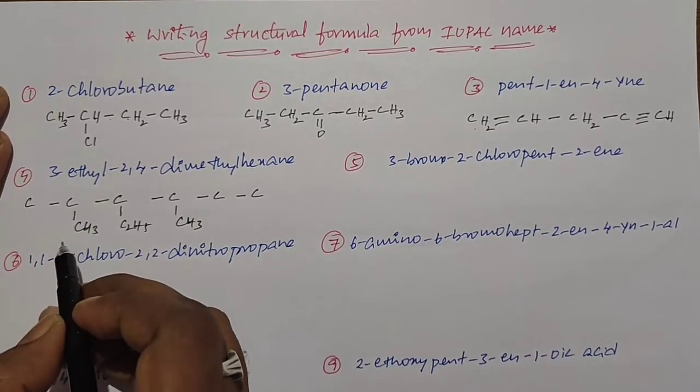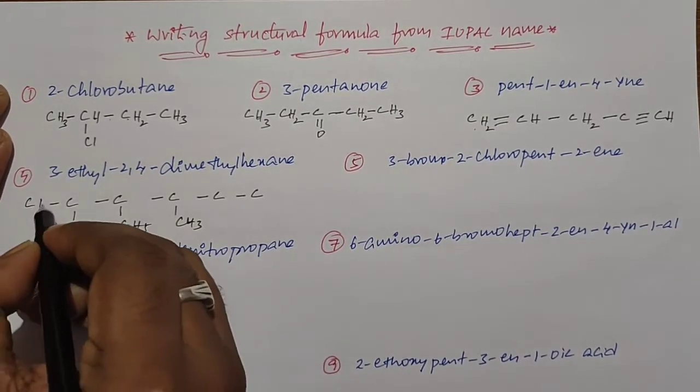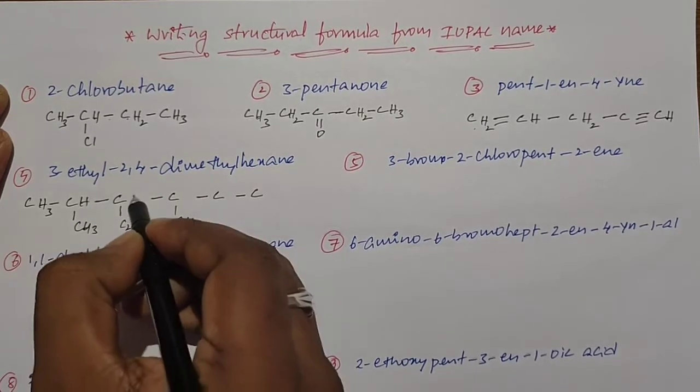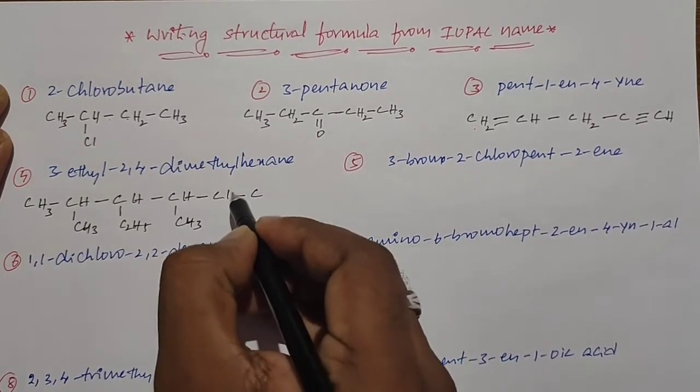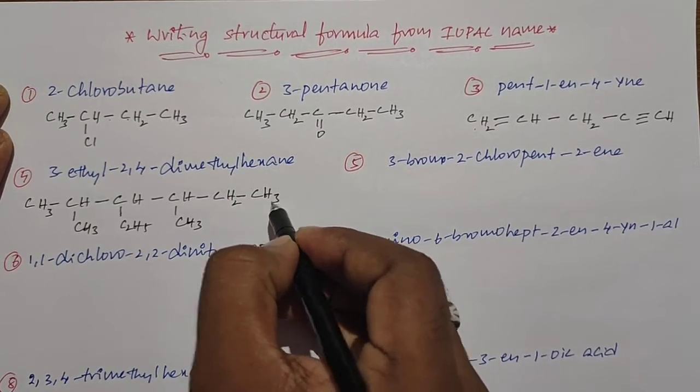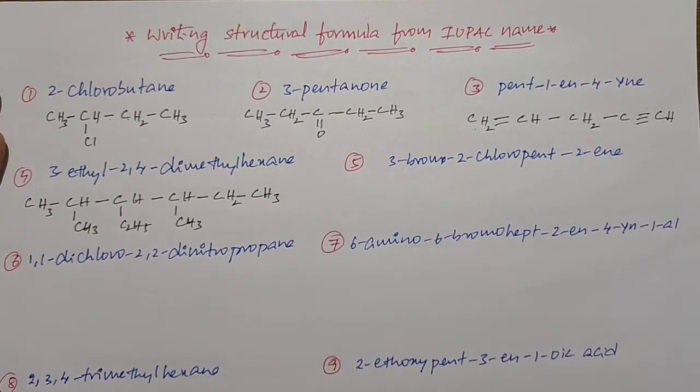Now we need to satisfy the remaining valency with the hydrogens. So 3, 1 hydrogen, 1 hydrogen, 1 hydrogen, 2 hydrogens and 3 hydrogens. So this is the structure formula for 3-ethyl-2,4-dimethylhexane.